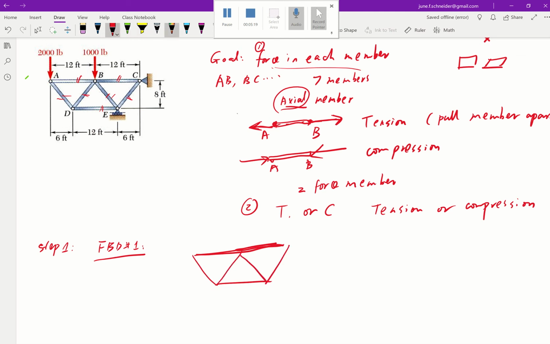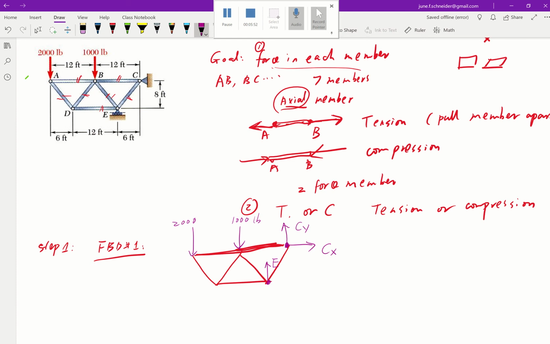And we will have to draw the force acting on it. We have this external force, 2,000 and 1,000 pound. And we also have at point C here, it's a pin support, so we're going to have Cx and Cy. At E is a roller support, so we're only going to have this upward, so it will be just E or Ey. Then that would be our entire FBD.